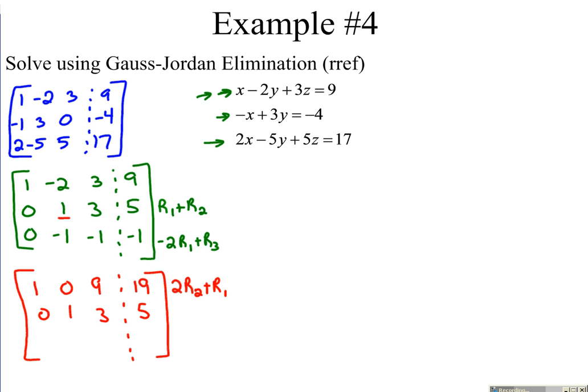Now I want to use this 1 right here and get a 0 down below in the column. What do I need to do? Well, all I need to do there is take row 2 and add it to row 3. We get 0. 1 minus 1 is 0. 3 minus 1 is 2. 5 minus 1 is 4. There, column 2 is done.